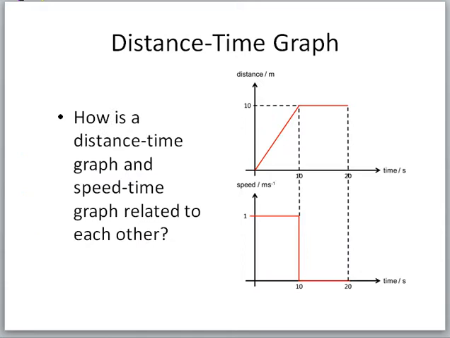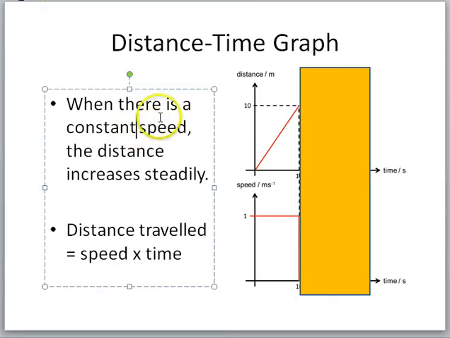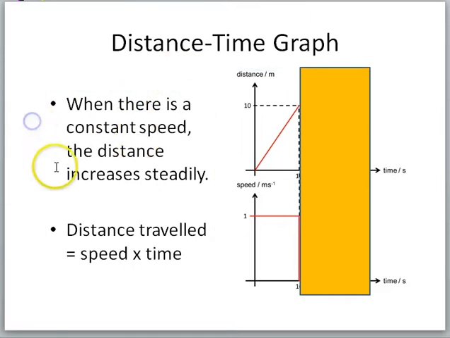Now, let's take a look. How is the distance time graph related to a speed time graph? You can see that when there's a constant speed, the distance increases steadily. So we look at time from 0 to 10 seconds. When the speed is constant, the distance gradually increases.